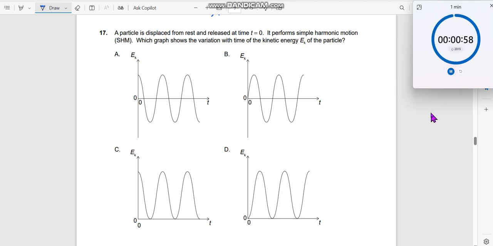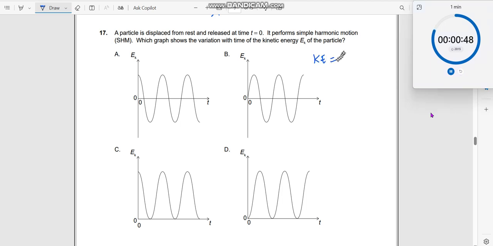Question number 17. A particle is displaced from rest and released at time t equal to 0. It performs SHM. Which graph shows the variation with the kinetic energy? What is the kinetic energy expression? It is equal to half mv square. M is positive, v can be positive or negative, but v square is always positive. So kinetic energy should always be positive.